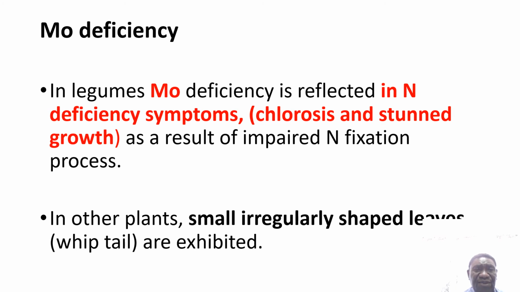In legumes, molybdenum deficiency is reflected in nitrogen deficiency symptoms, chlorosis, and stunted growth as a result of impaired nitrogen fixation. In other plants, small, irregularly shaped leaves or whiptail are exhibited.